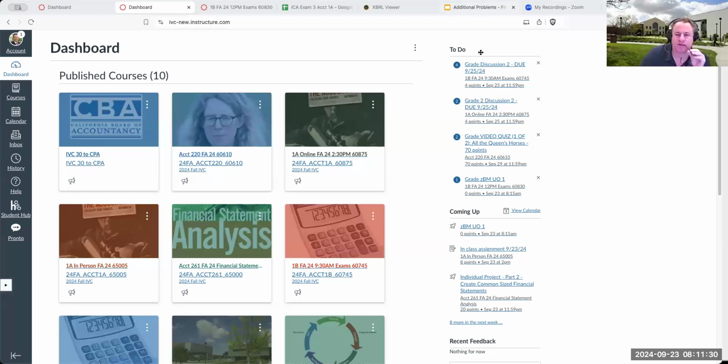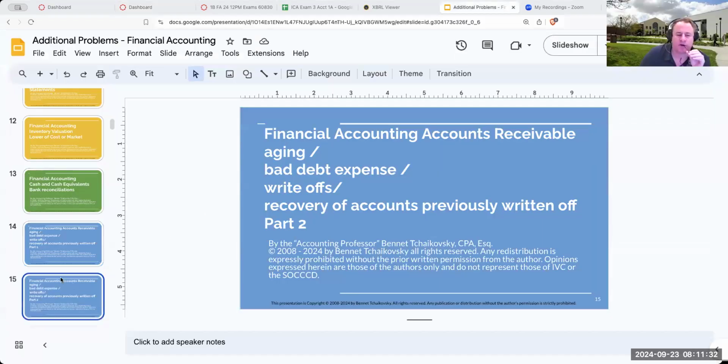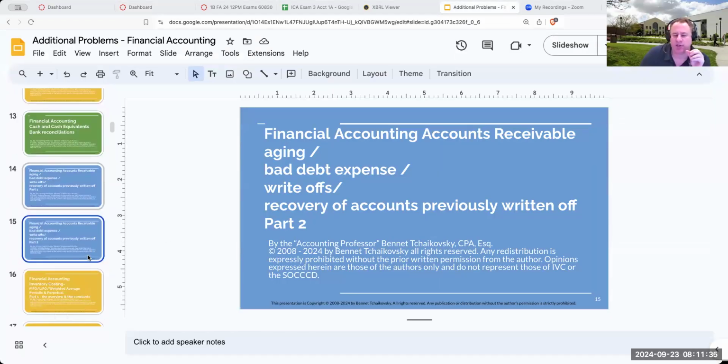Everybody, welcome to part two of our accounts receivable journey. It's always exciting. Coming right over here, we're going to be going through some more aging questions, bad debt expense, write-offs, recovery of accounts previously written off. This will be part two.